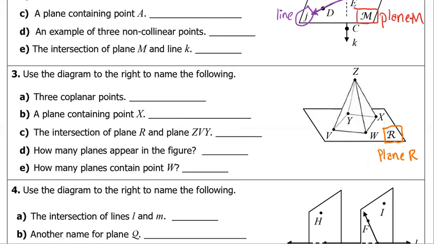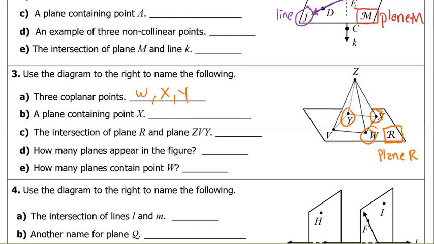Okay, so plane R. We want 3 coplanar points. So any one of these will work. I could pick X, W, Y, and B, but I only need 3 of them. So I'm going to pick W, X, and Y. So just W, X, and Y. All right.